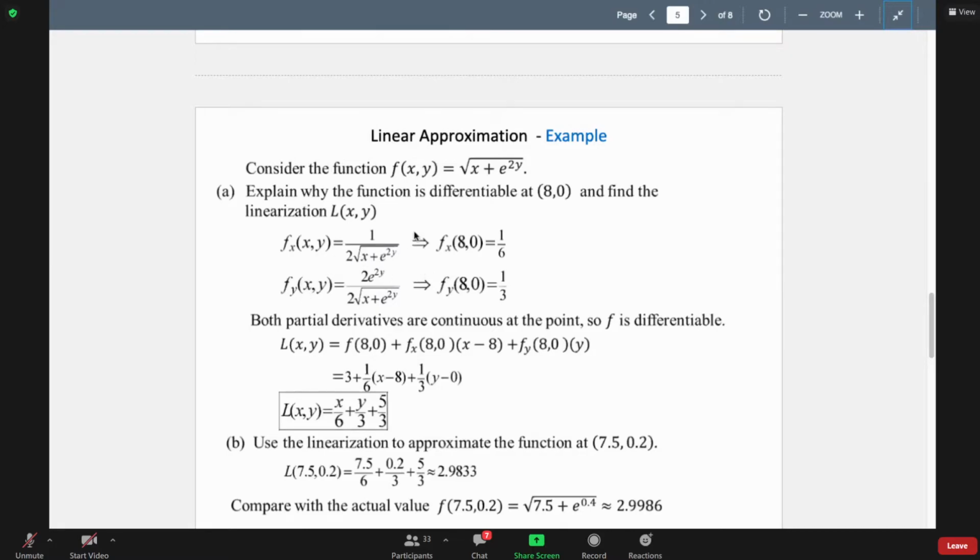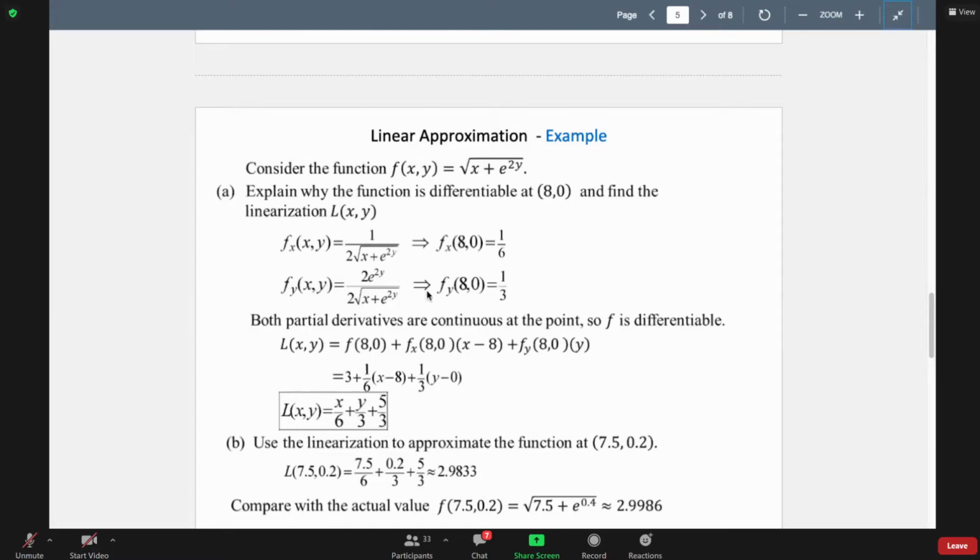Fy, what is fy? Fy is 1 over 2 square root of this, and the derivative of the inner function is 2 e to the power 2y. The 2 cancels, so you can cancel 2 here. But again, you see that in the neighborhood of the point (8, 0), this is a nice, continuous function. So this means that the function is differentiable.